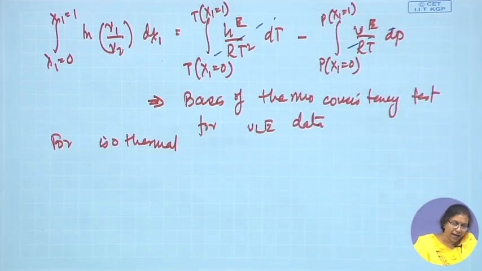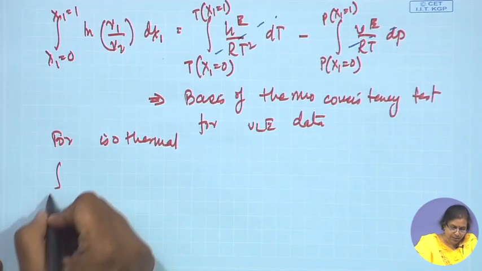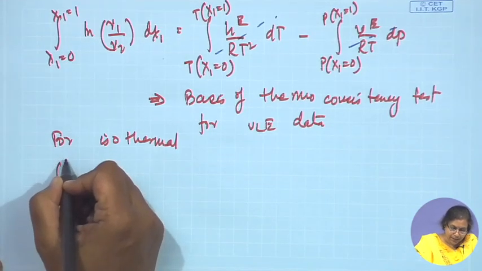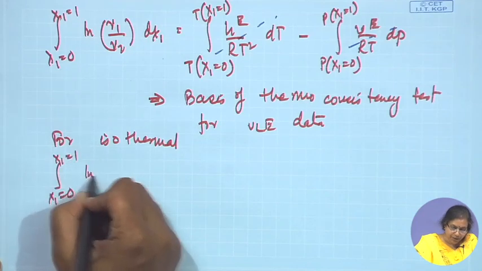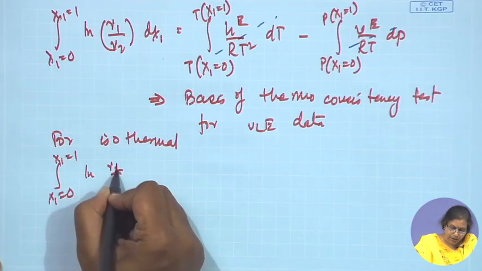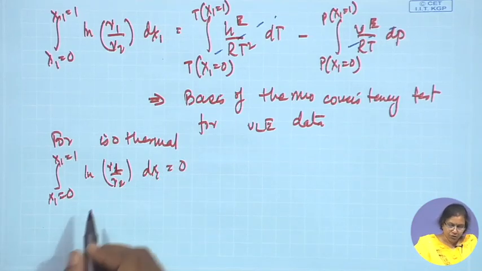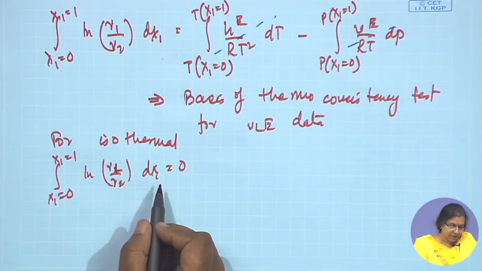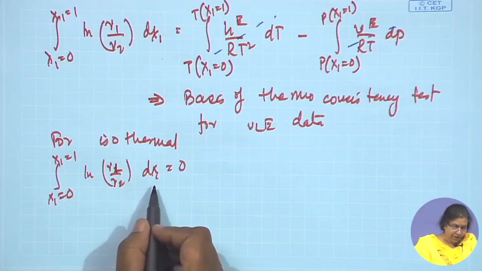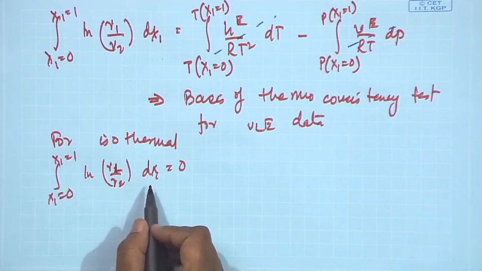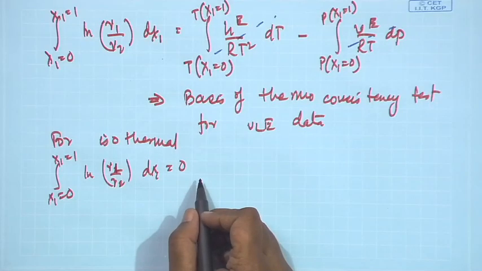So, therefore, for isothermal low pressure VLE data, the thermodynamic consistency test is given by integral of ln(gamma 1 by gamma 2) dx1 equals 0. So, if experimental data satisfy this, then we are happy. But remember one thing, if you are dealing with rigorous testing, then in that case what we should be doing?